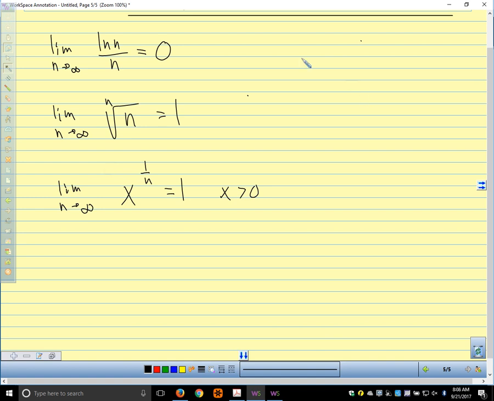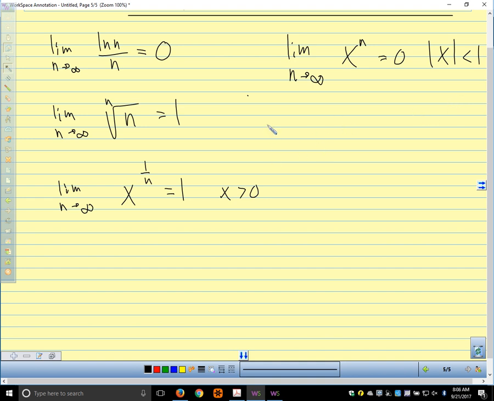The limit as n approaches infinity of x to the n equals 0 for the absolute value of x less than 1. So if x is some kind of fraction between 0 and 1, this is a geometric series.